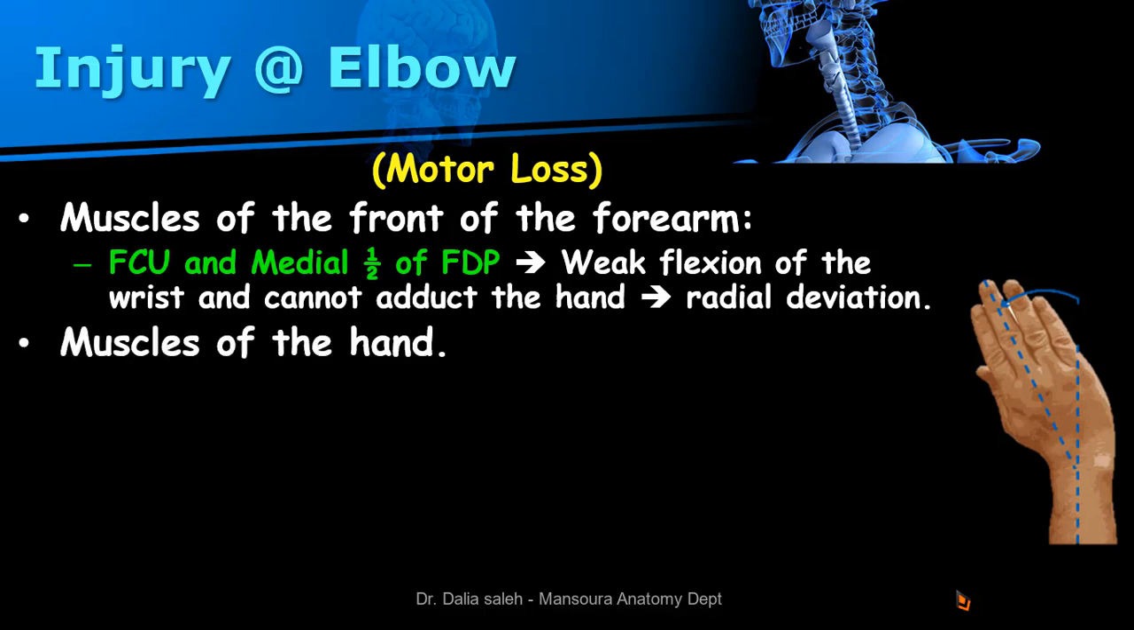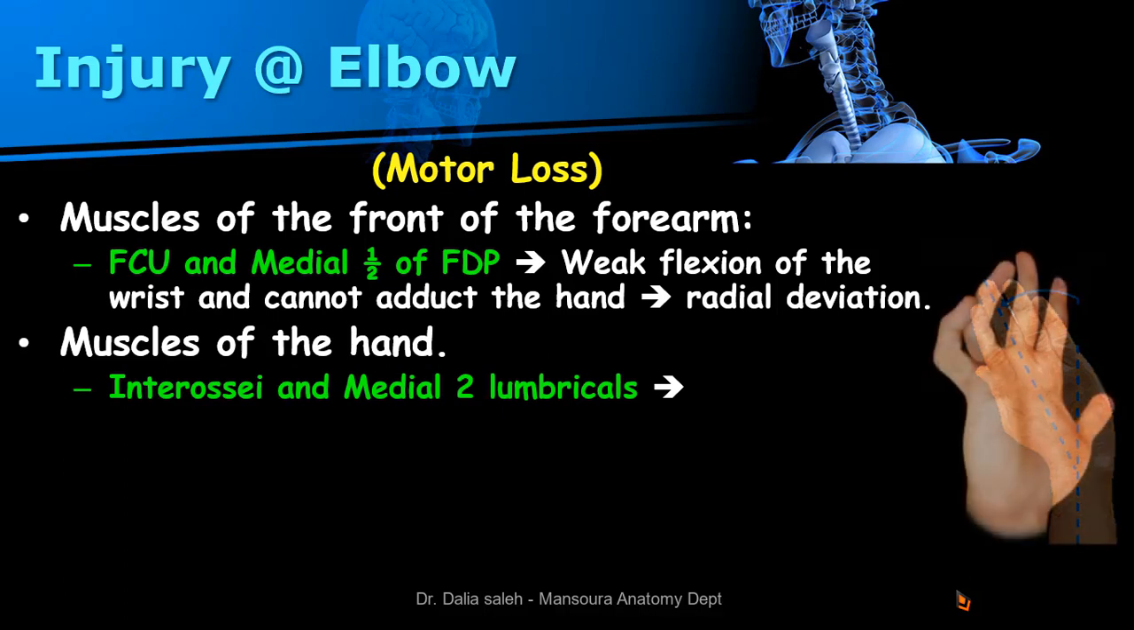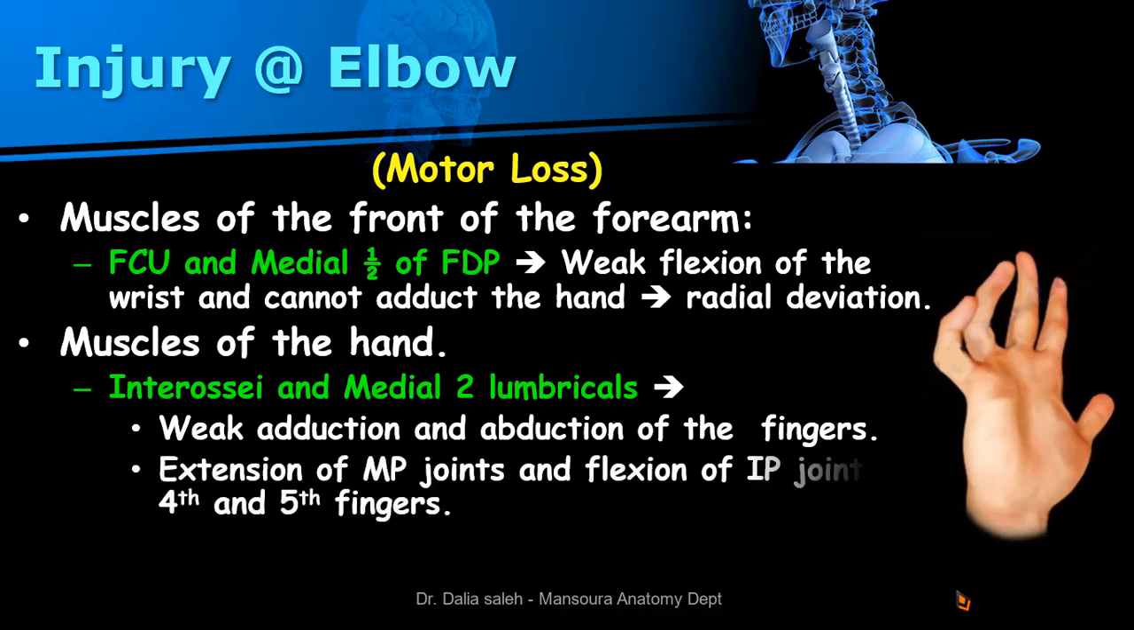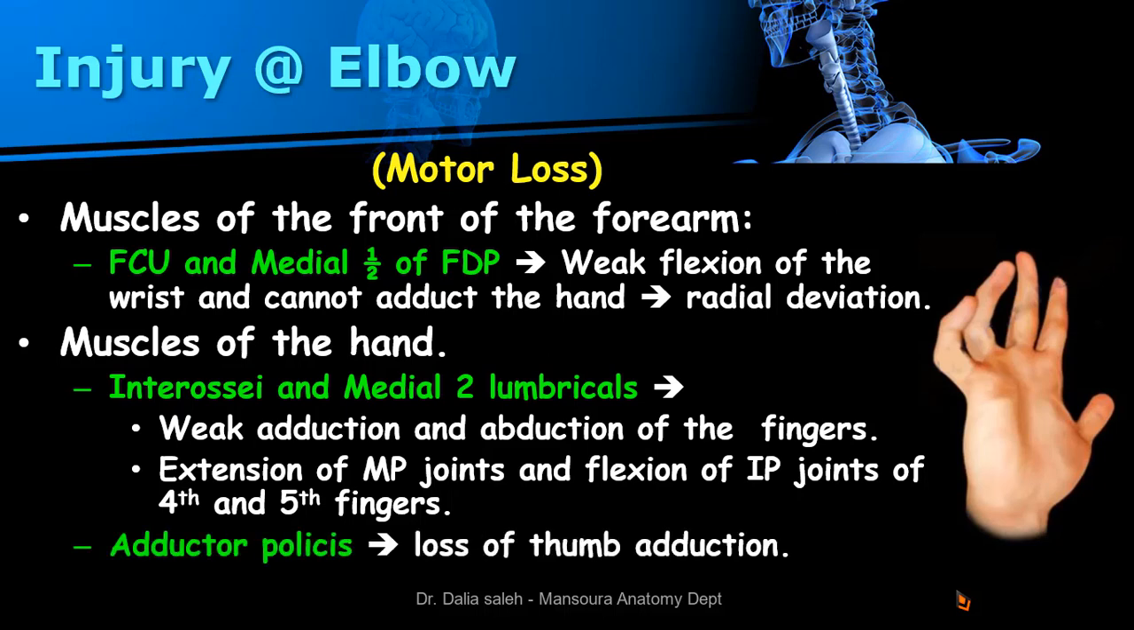For the muscles of the hand, the interossei and the medial two lumbricals will be paralyzed, so there will be weakness of adduction and abduction of the fingers due to paralysis of the palmar and dorsal interossei. Also, there will be extension of the metacarpophalangeal joints and flexion of the interphalangeal joints of the ring and the little fingers due to paralysis of the medial two lumbricals. And as a result of paralysis of the adductor pollicis, the patient can no longer adduct his thumb.